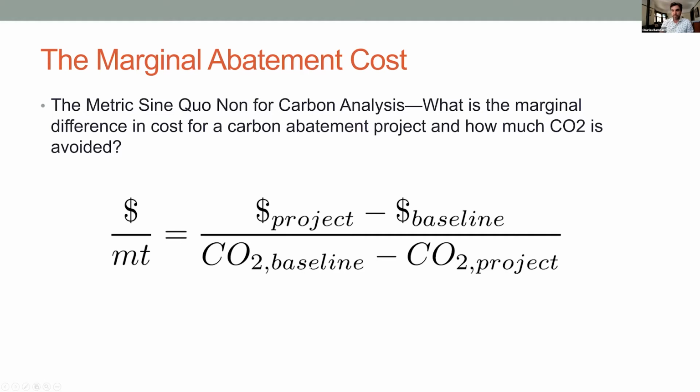There's no real point to do this if the signs were reversed, right? If your idea to reduce carbon actually emitted more carbon than baseline. So project minus baseline for money, baseline minus project for CO2. Keep track of that. And so we have to calculate all these things, right? We have to calculate the annualized cost for the project, annualized cost for the baseline, annual CO2 emissions for baseline, annual CO2 emissions for project.